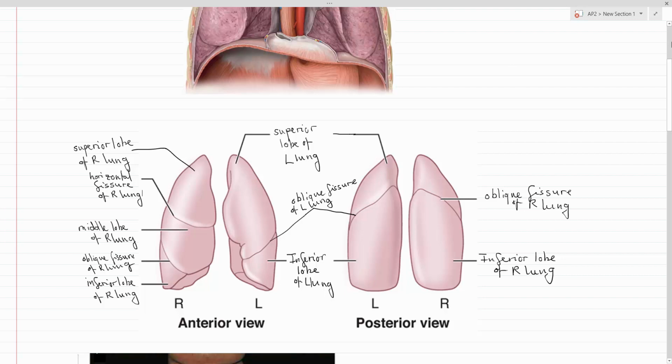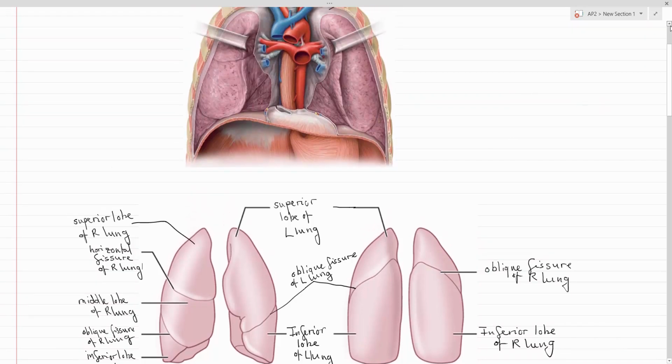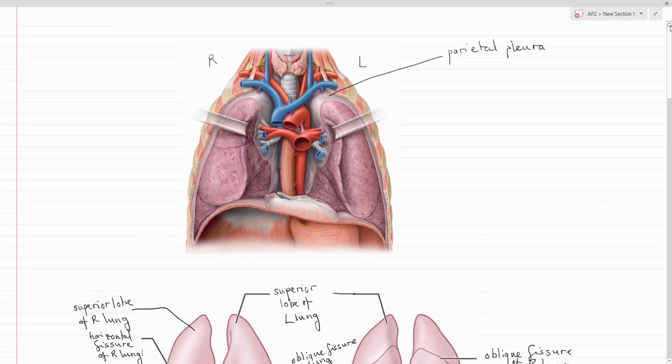Let's go back over here to the first diagram and label all the structures that we see. So we have the parietal pleura on the lungs, and let's label the fissure. Here you can see that's the oblique fissure. Actually, in the anterior view, you can barely see the oblique fissure. So oblique fissure of the left lung, and over here you have the oblique fissure of the right lung.